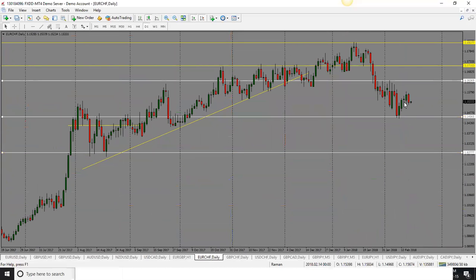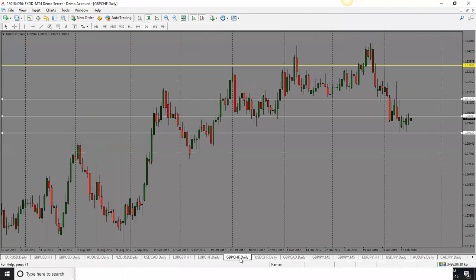Euro Swiss franc, so we have had a bearish close for the day, and now we are making a lower high. So as a result, looking for price to drop. And in this case, 1.1450 or 60 level will be the target to the downside. So pound Swiss franc is looking bearish. Sorry, Euro Swiss franc is looking bearish.